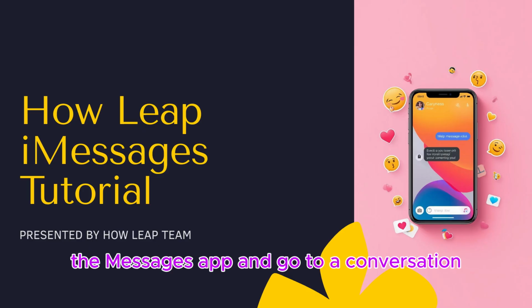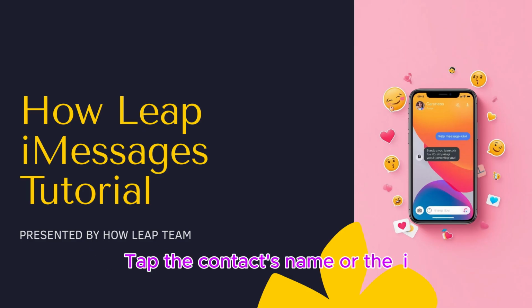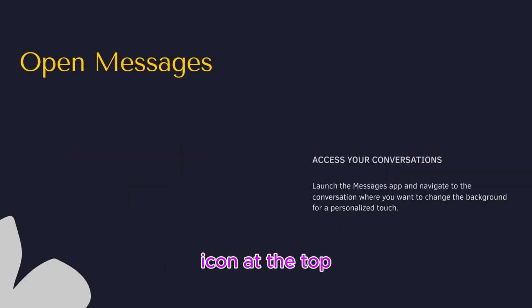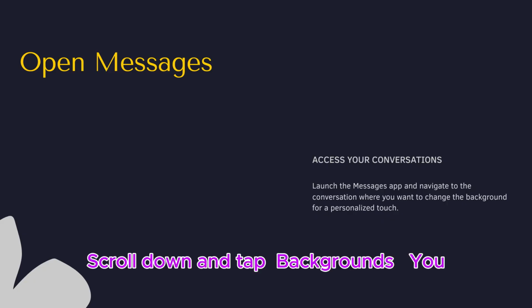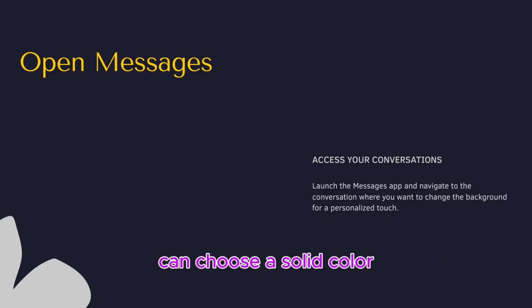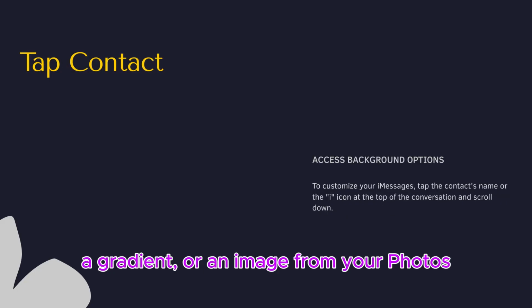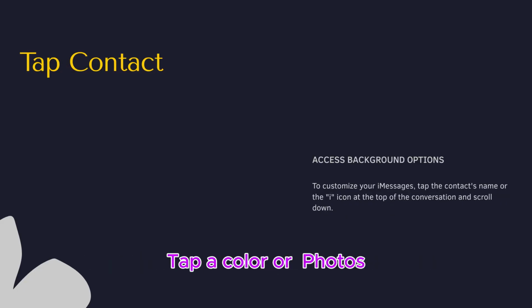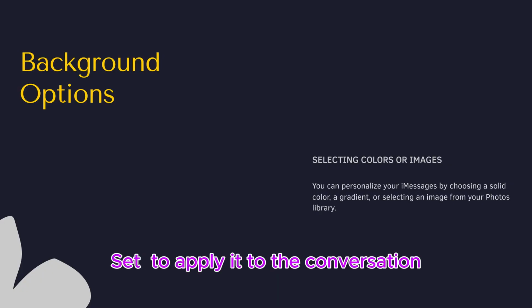Open the Messages app and go to a conversation. Tap the contact's name or the eye icon at the top. Scroll down and tap Backgrounds. You can choose a solid color, a gradient, or an image from your photos. Tap a color or photos to select an image. Adjust the opacity. If needed, tap Set to apply it to the conversation.